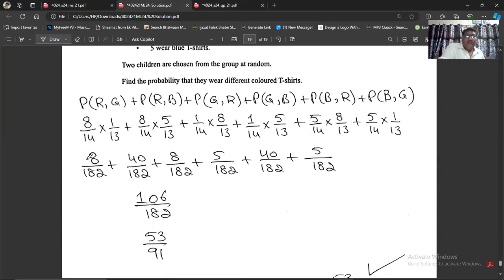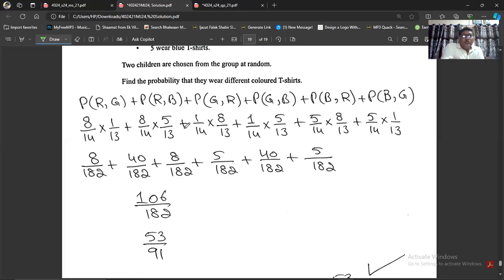I have done this. So the different colors: red comma green, red comma blue, green comma red, green comma blue, blue comma red, blue comma green. These are the options. So we will simply write: red comma green, 8 by 14 multiplied by 1 by 13. You see, I have decreased the total. Red comma blue will be 8 by 14 multiplied by 5 by 13. Green comma red will be 1 by 14 multiplied by 8 by 13. Green comma blue will be 1 by 14 multiplied by 5 by 13. Blue comma red will be 5 by 14 multiplied by 8 by 13. And then blue comma green will be 5 by 14 multiplied by 1 by 13.